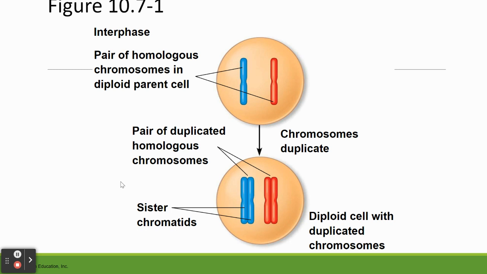Okay, so in interphase, we have a pair of homologous chromosomes in the diploid parent cell. The first step we need to do is duplicate the chromosomes. Once we do that, we now have sister chromatids. So we have a diploid cell with duplicated chromosomes. This usually occurs in interphase, right? We copy the DNA in interphase.